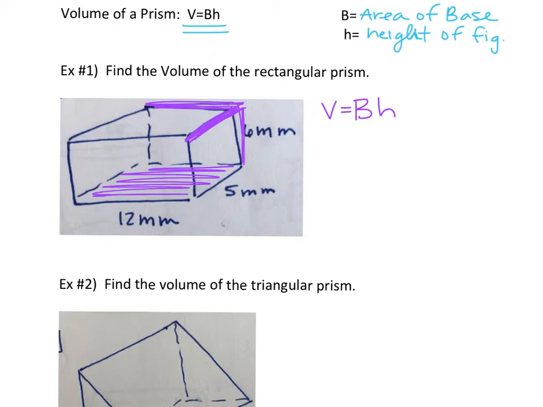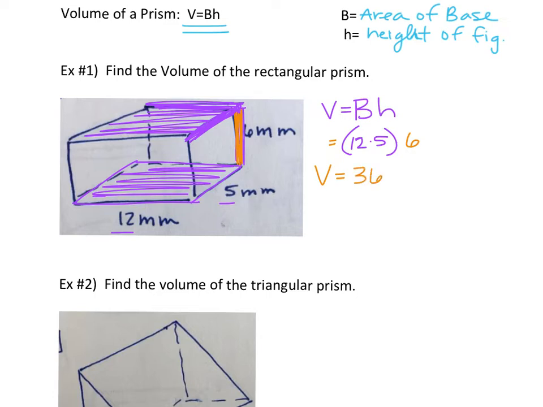So if I want the area of this bottom rectangle, I would do 12 times 5. So my B is 12 times 5. And then my H is the height of the figure. That's always the distance between the two bases. So if these are my two bases that are parallel and congruent, then my height has to be this piece here, which is 6. So for that, I'm doing 12 times 5 times 6.